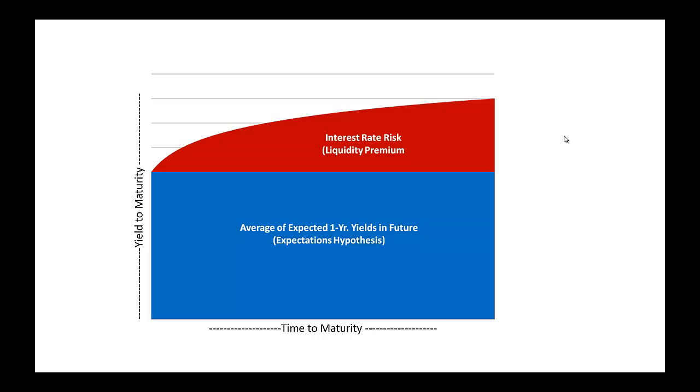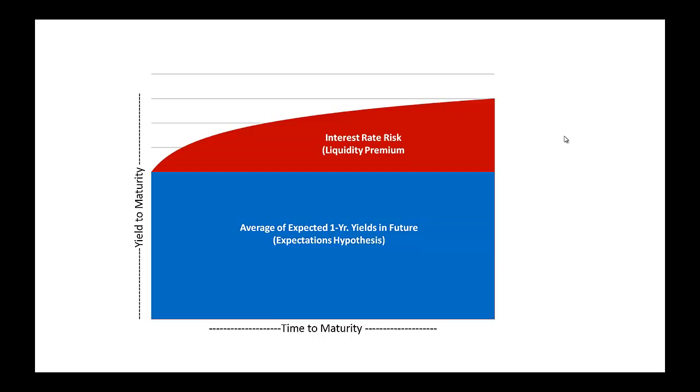What if for whatever reason, and we know it would be abnormal because the yield curve normally looks like this, but what if for some unique, peculiar reason, the yield curve sloped downwards? What would be driving that? Would it be the liquidity premium theory or the expectations hypothesis? Well, it turns out it can't be the liquidity premium theory.